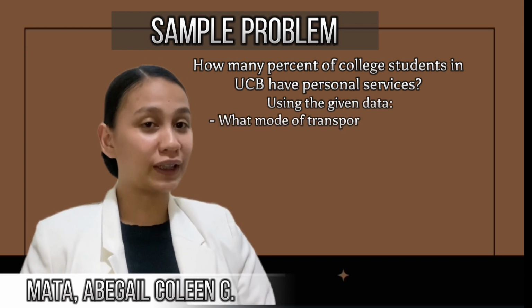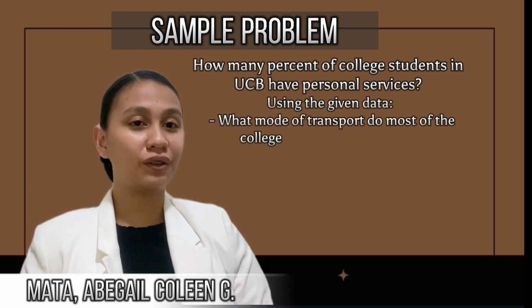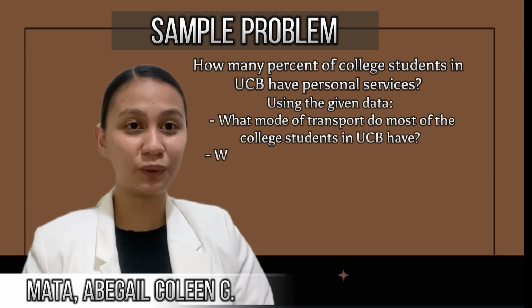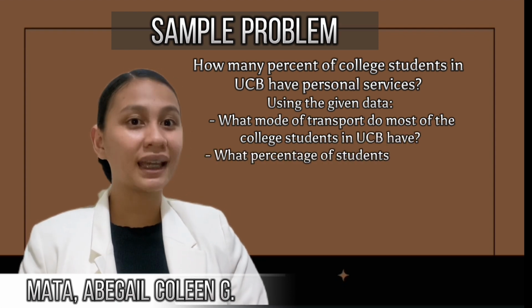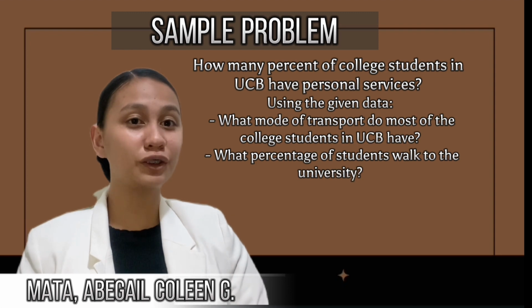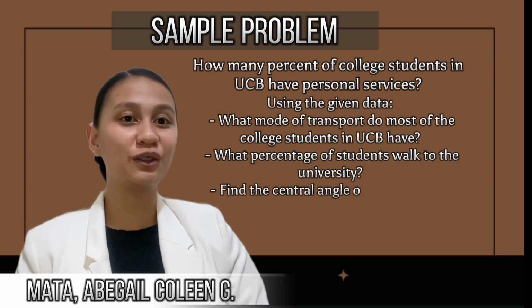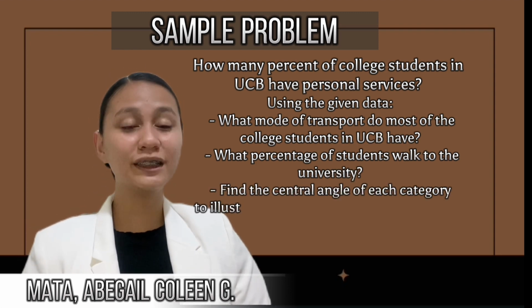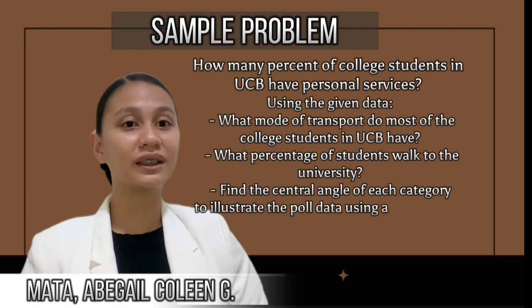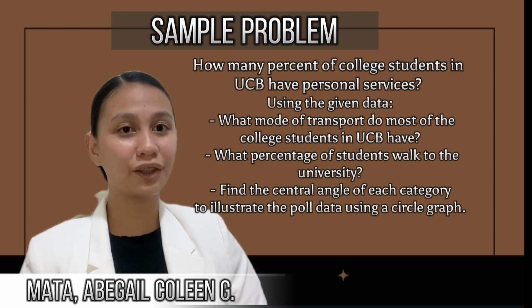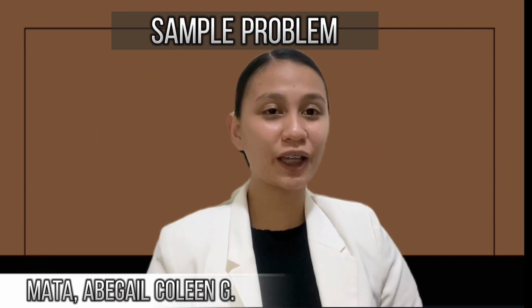What mode of transport do most of the college students in the University of Cebu Banilad campus use? And how many percent of the college students walk going to the university? Now, let us find the central angle of each category to be able to illustrate the poll data using a circular graph. And that's it for our sample problems.